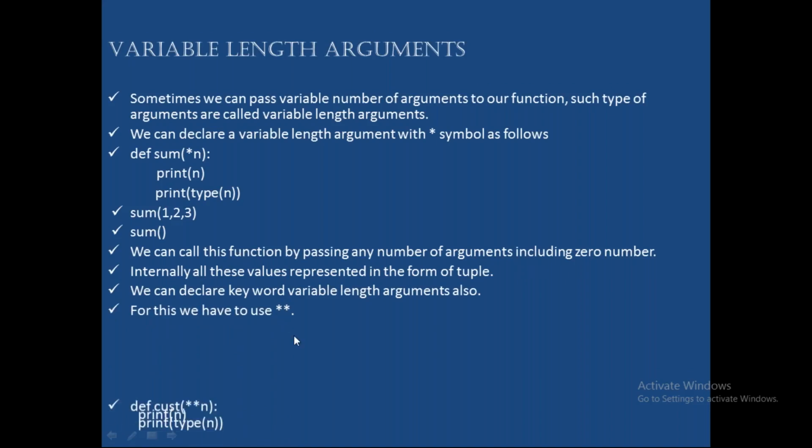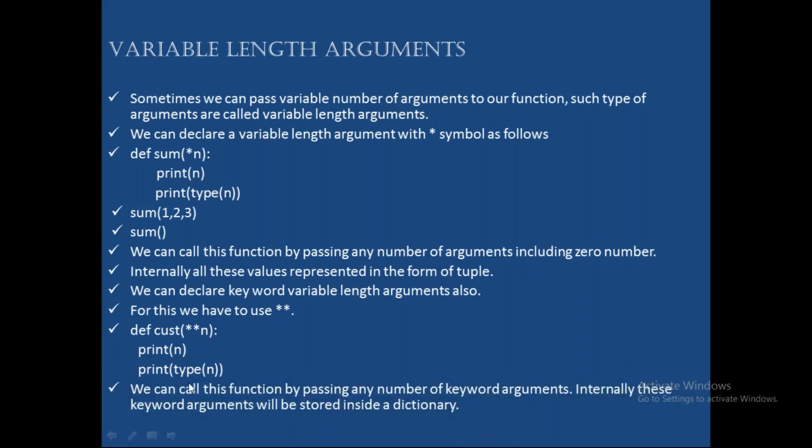Then you need to use a double star, for example. So double star n means this will be considered as a dictionary. Dictionary is a key value pair. We can call this function also by using any number of keyword arguments. For example, you see cust id equal to 1, name equal to Rama. You understood? So instead of simply saying 1 comma Rama, you're saying id equal to 1, name equal to Rama. Key value you can pass to this particular function.